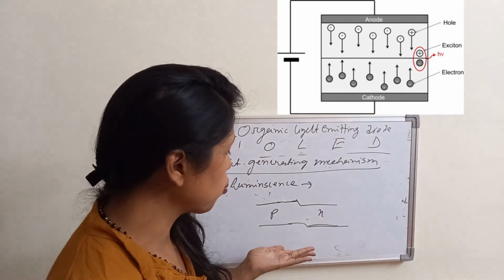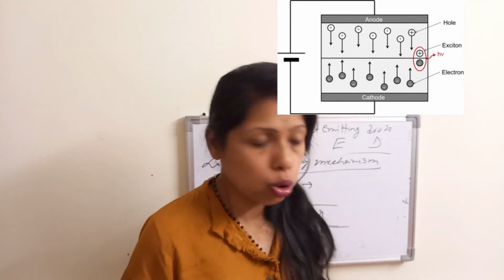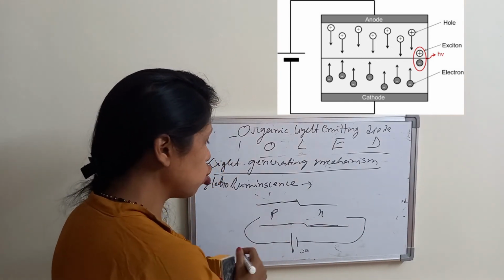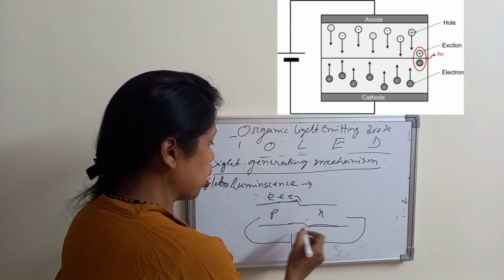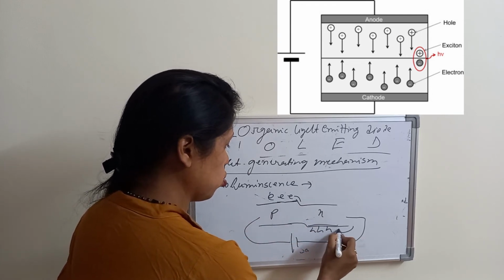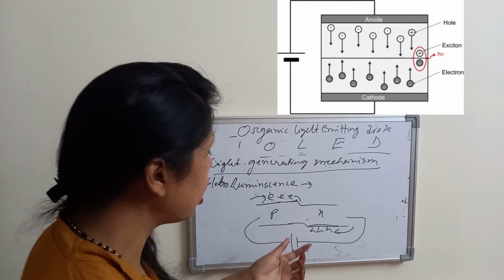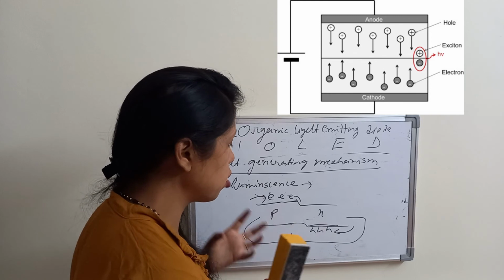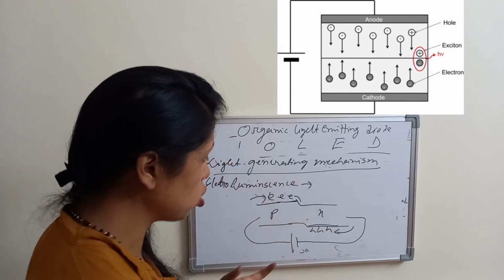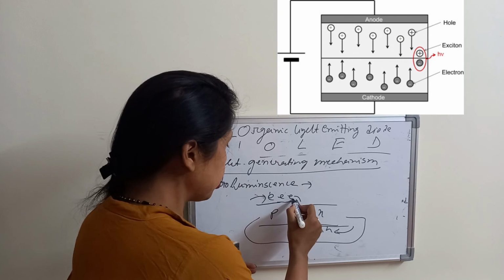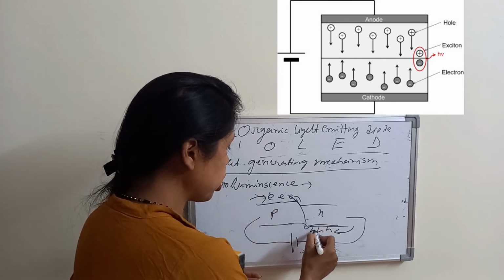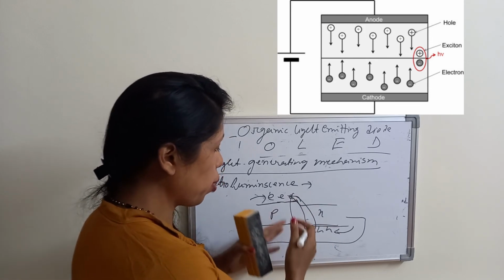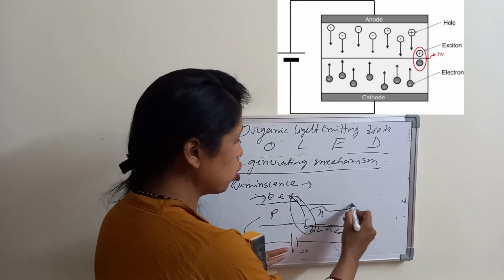We have to inject electrons and holes. Under the equilibrium condition, there will be no free electrons and holes. By applying the forward bias, we have to inject electrons and holes inside the device. After a certain time, when we get lots of free electrons and holes inside the device, then what will happen? The electron will fall down to the ground state and recombine with the hole. At that moment, it will emit the light.